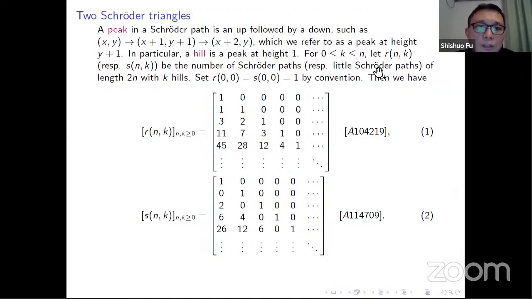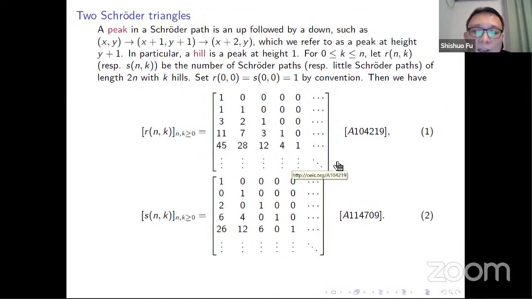So when you refine your counting of Schroeder paths by the number of hills, we let R(n,k) denote the Schroeder paths of length 2n. Remember, Schroeder paths always have even length because we go up and down. Each up and down comes in a pair, so that gives you 2, and each horizontal step contributes a length of 2. So you always get an even number. We use R(n,k) to denote the number of Schroeder paths of even length 2n with precisely k hills, peaks at height 1. And respectively, we use S(n,k) to denote the number of little Schroeder paths of length 2n with k hills. Refining like this, you get precisely these two triangular arrays as I have shown here, and they also have the corresponding OEIS entries you can refer to later.